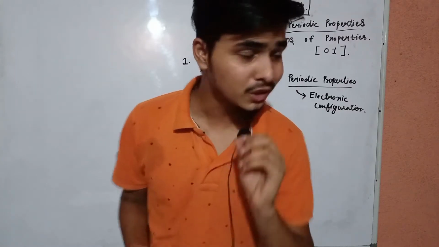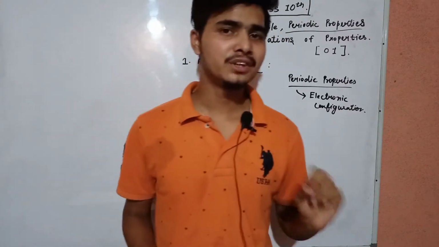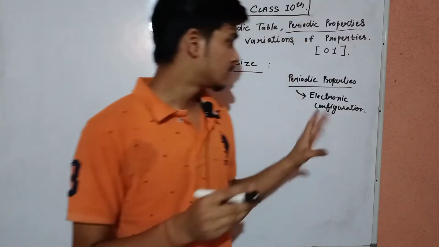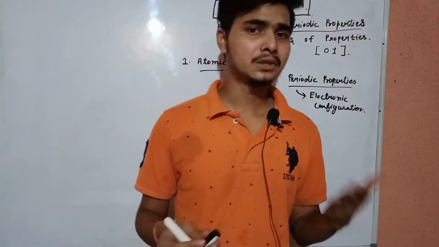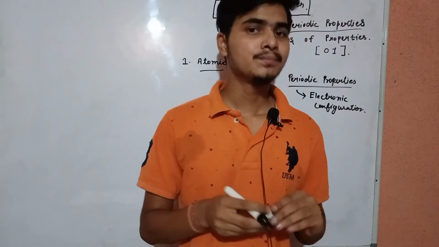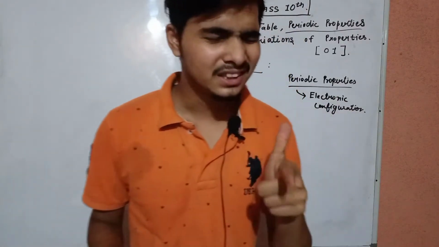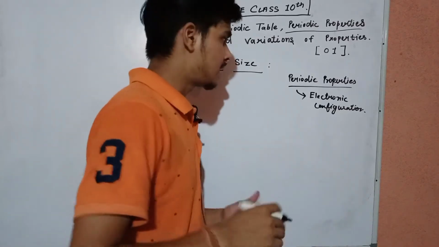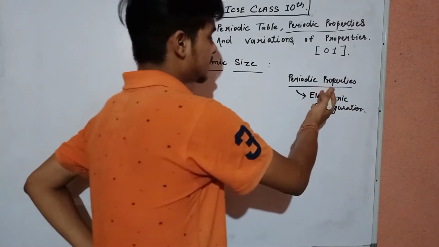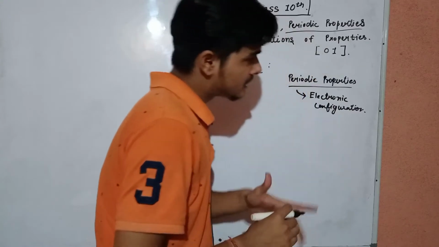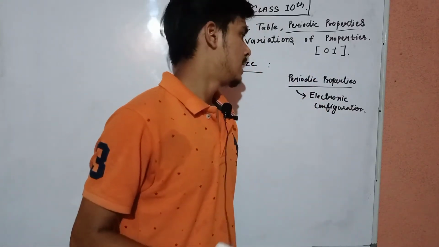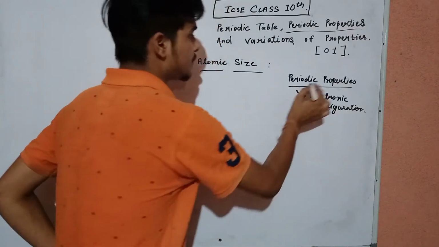Those students who do not know how to find the electronic configuration, no worries, I have already made a video on electronic configuration, means how to find the electronic configuration of first 20 elements. The link will be provided in the description box. Okay, so let's come back to our topic, that periodic properties are the properties which are directly or indirectly related to electronic configuration.